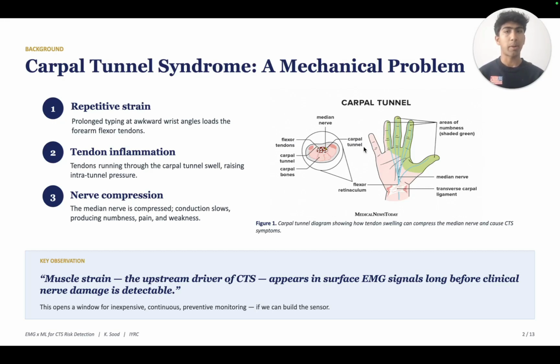When the wrist is repetitively strained, especially at awkward typing angles or positions, it causes the wrist flexor tendons and finger flexor tendons to inflame. When the tendons swell up, it causes increased pressure inside of the confined space of the carpal tunnel, and the median nerve compresses. Some symptoms of CTS are numbness, pain, weakness, and even permanent nerve damage.